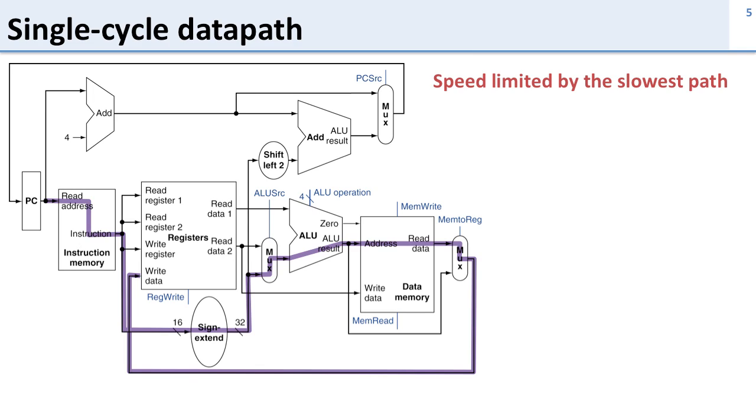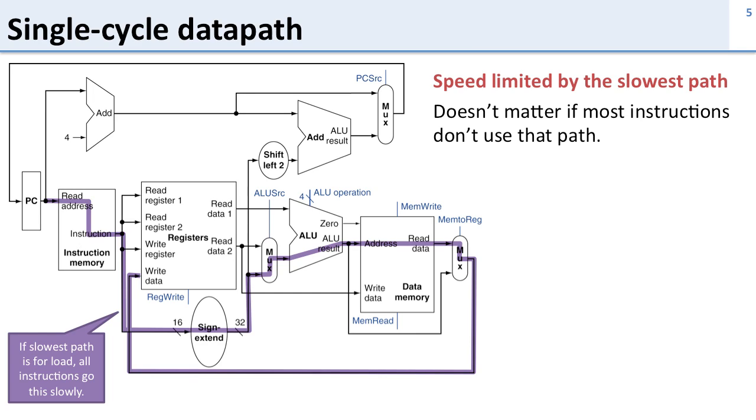So this is a load instruction, and we said, well, if this is the slowest path, then it's going to force all instructions to go this slowly. So for the single cycle data path, it doesn't matter if most instructions don't use the path, this is going to limit the clock speed.